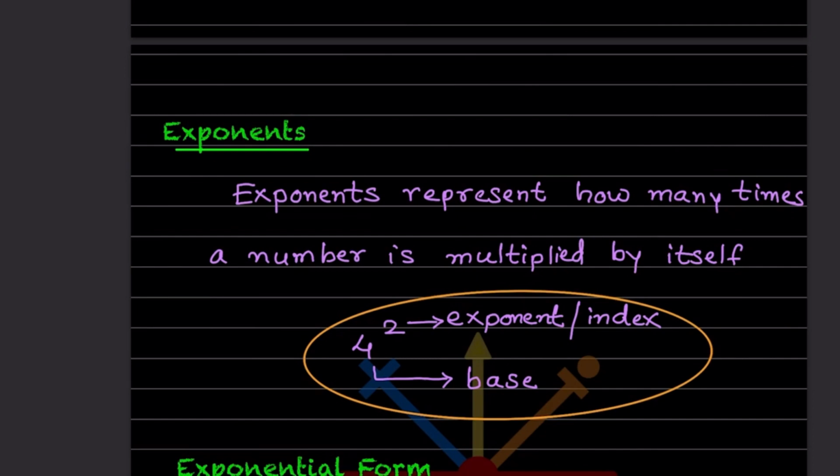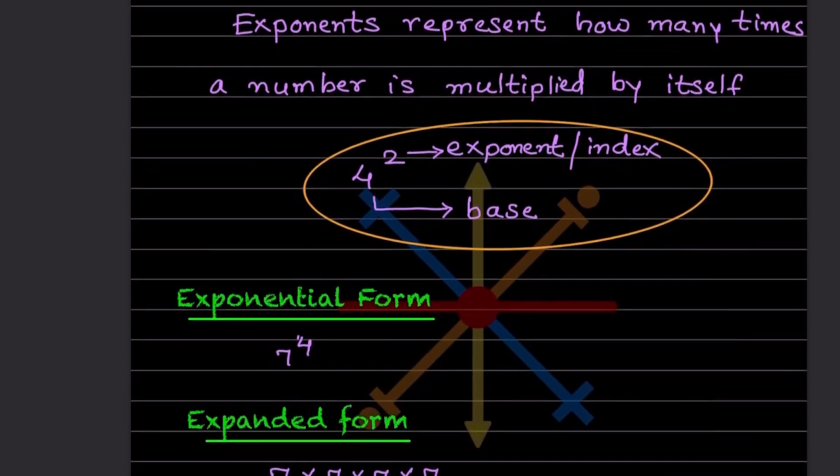So what are exponents? Exponents represent how many times a number is multiplied by itself. Suppose here I write 4 raised to 2. This is 4 raised to 2. Whatever you can see here, this is the exponent, and we can also call this an index. And this is the base. So when we write 4 raised to 2, it means 4 is multiplied 2 times.